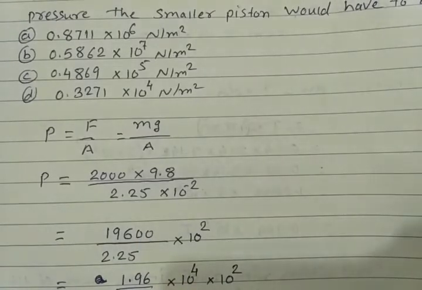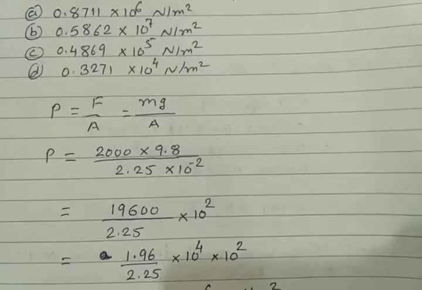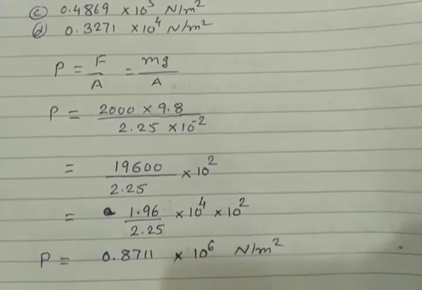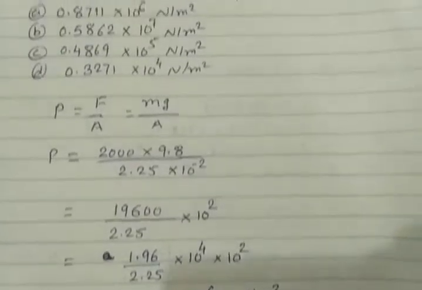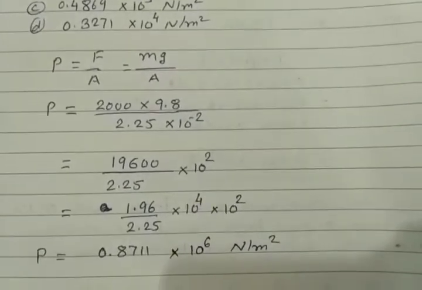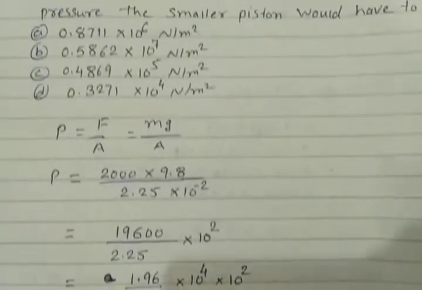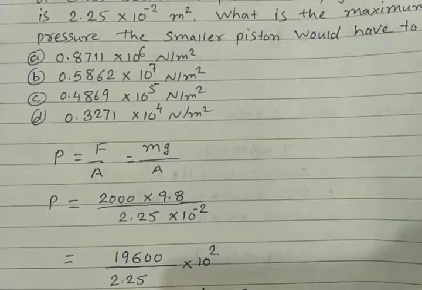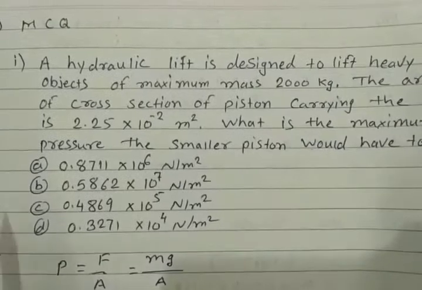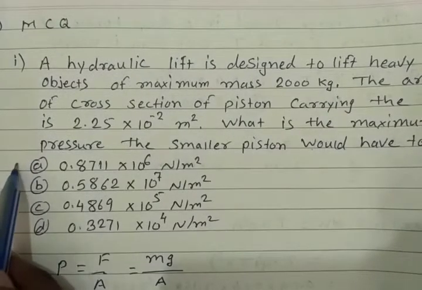19600 divided by 2.25 into 10 raised to minus 2. And simplifying this, what we have? The answer is 0.8711 into 10 raised to 6 Newton per meter square. And in these options, this value 0.8711 is present in the first option, and therefore the answer is A.